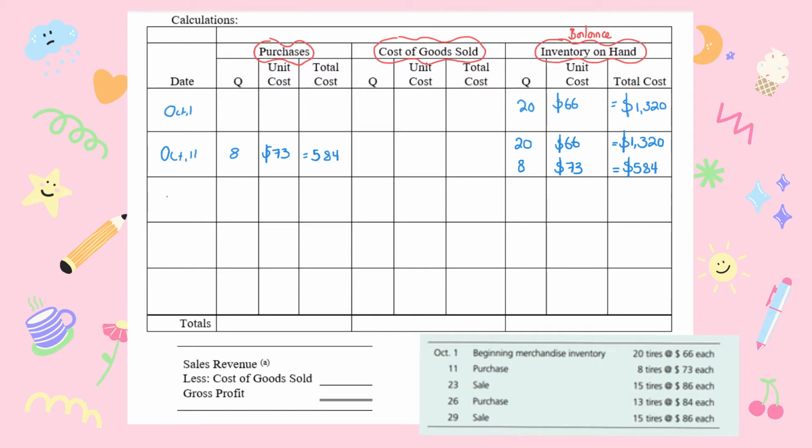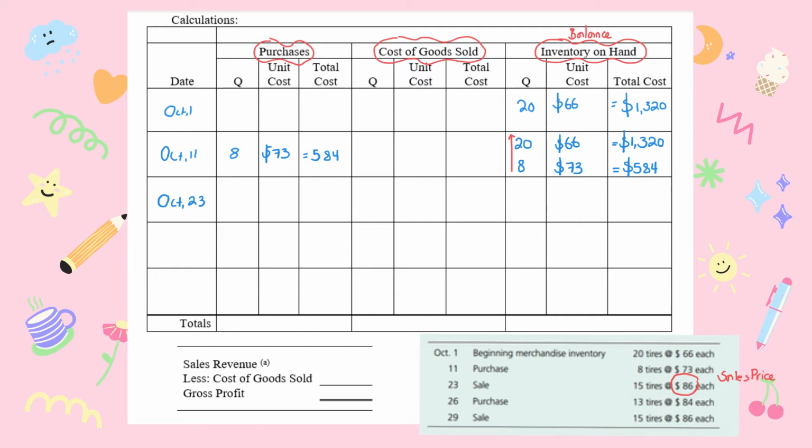Now on October 23rd, sale 15 units at 86 each. Now the 86 is sales price, is not the cost. So in this table, I want to find cost of goods sold, not sales revenue. So I'm gonna ignore the 86 now. I need to look at my previous balance. I want to sell 15 units. I'm using LIFO. LIFO, last in, first out. So I sell the newest.